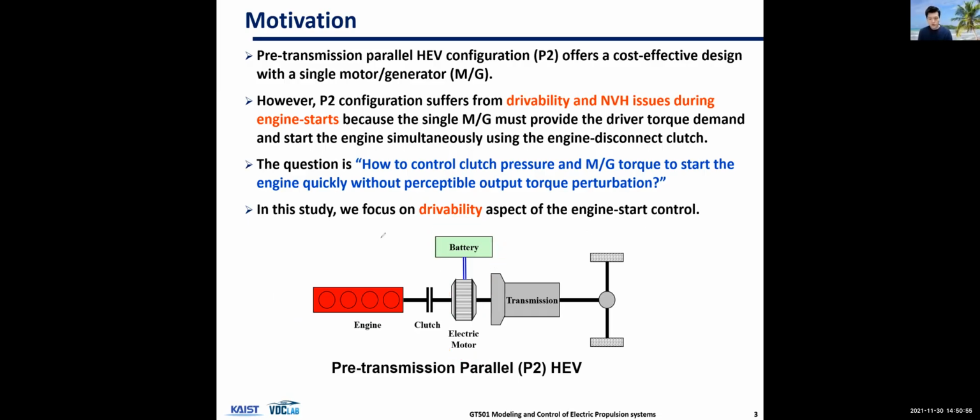So one way to overcome this is: how can we start the engine using this clutch and motor without a second motor, right? So can we solve this using control theories, right? So that's where this project started, okay?